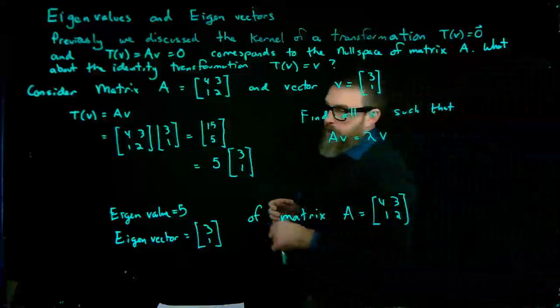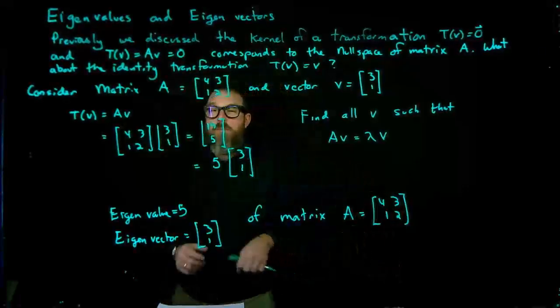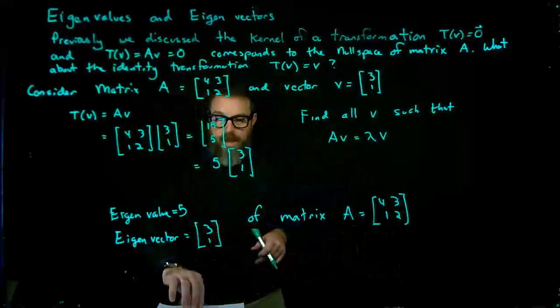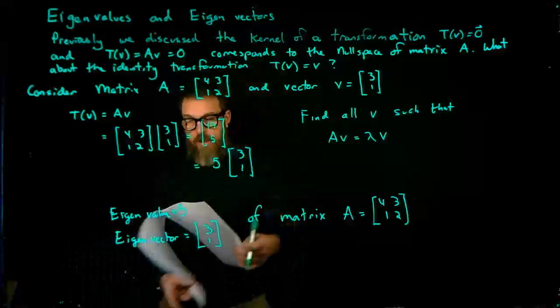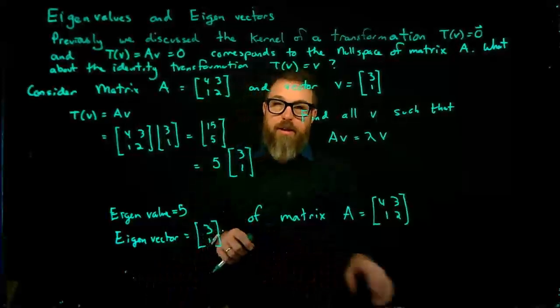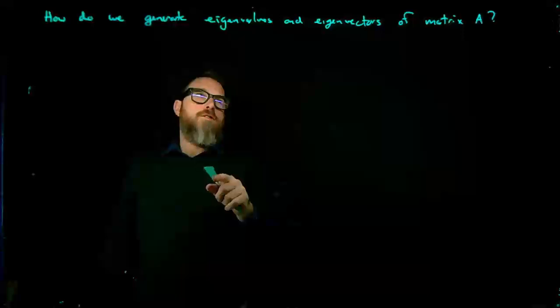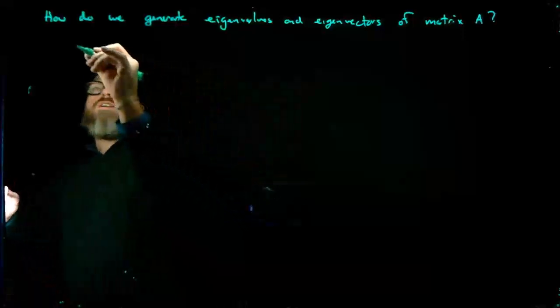All right, so I'm going to be giving you matrices, and from these matrices, we're going to be able to find eigenvalues and eigenvectors. We'll start with that matrix right here, and I'll explain a method on how to find these things. How do we generate eigenvalues and eigenvectors of a matrix? Well, we're trying to solve this.